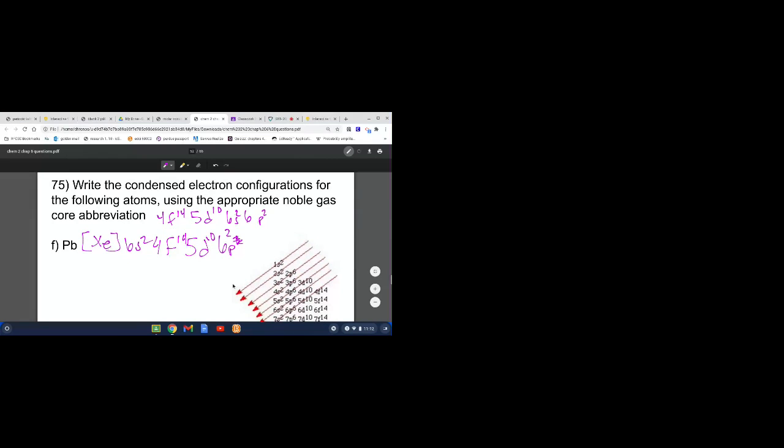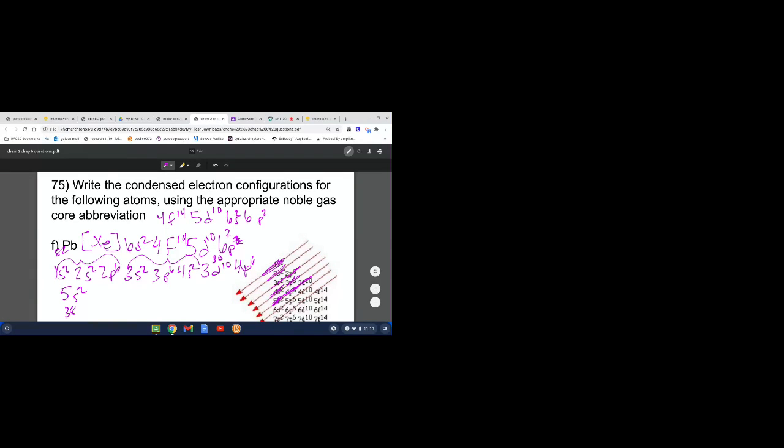Let's do it the long version. 1s2, 2s2, 2p6, 3s2, 3p6, 4s2, 3d10, 4p6, 5s2. Let's see, we have 10, 20, 30, 38 here. We're trying to get to 82.